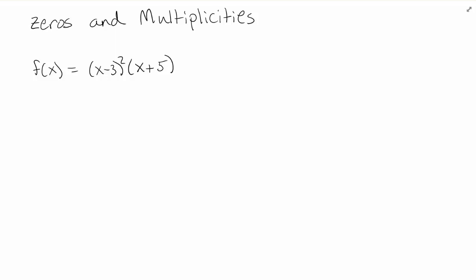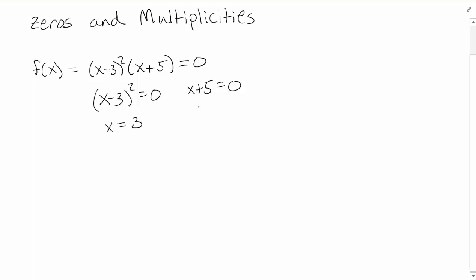Let's talk about zeros and their multiplicities, because the multiplicity of a zero will tell us the behavior of the graph near that zero. So if I'm looking for zeros, I want to first take my polynomial, set it equal to 0, and then either x minus 3 squared equals 0 or x plus 5 is equal to 0. Square root of both sides over here gets me to x minus 3 is equal to 0, which in the end gives me x equals 3. And over here, I get x is equal to negative 5.